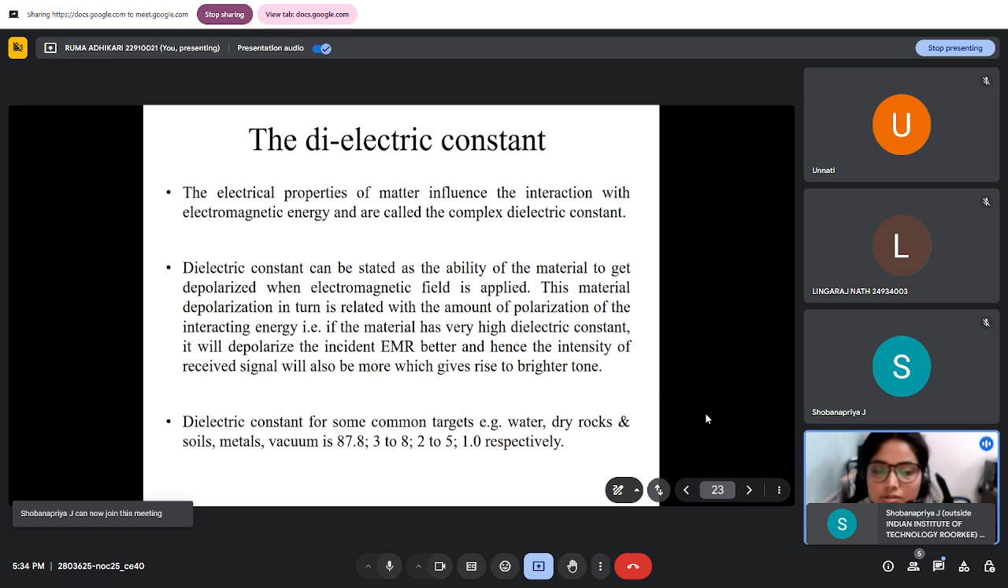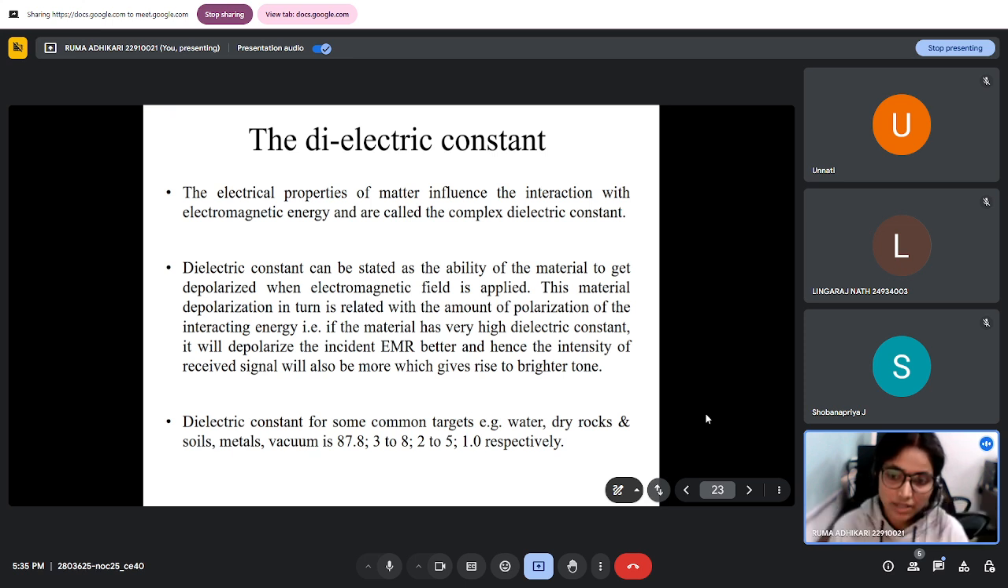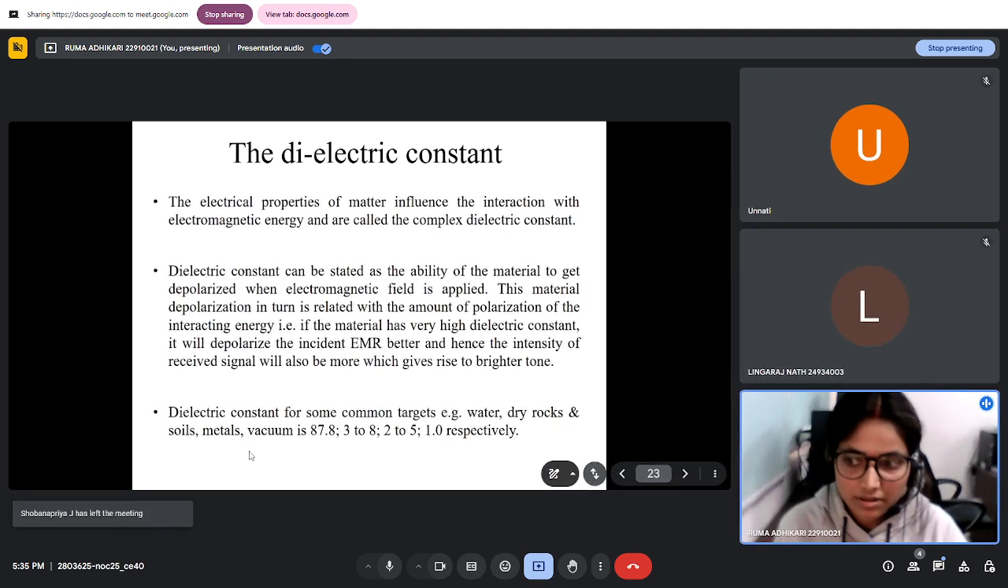So here is the dielectric constant for some of the materials that we face in our images: water, dry rocks and soils, metals, vacuum. It has these ranges. So water has a very high value. Metal, we will see its application.